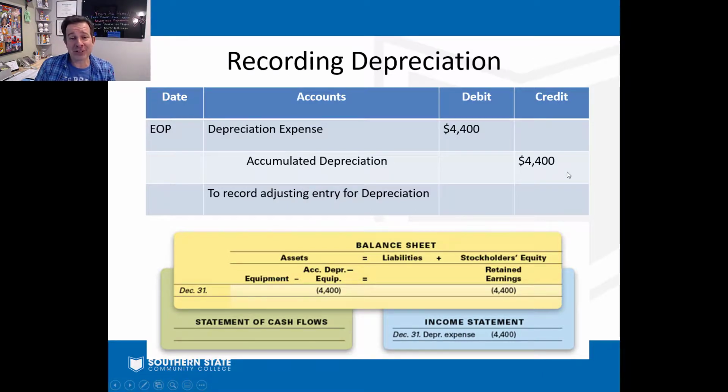The financial statement impact of that particular entry, you can see we're lowering retained earnings because we're recognizing the expense on the income statement here. We're also lowering the asset account because we're offsetting the fixed assets here with the accumulated depreciation. And so 2 hits here, one on the asset side, one on the retained earnings side, on the equity side.